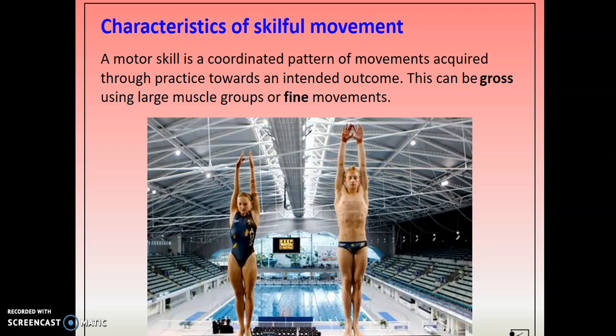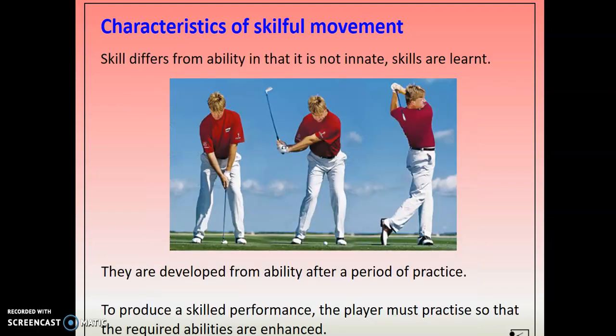Now, skills can be gross. One way to classify skills is into big skills and small skills. Big skills we would classify as gross skills, skills that use large muscle groups, or fine skills, which use small, tiny movements. So running, for example, is an example of a gross motor skill, whereas putting in golf would probably be an example of a fine motor skill.